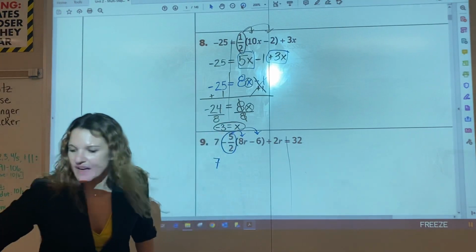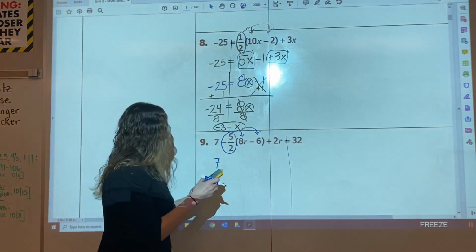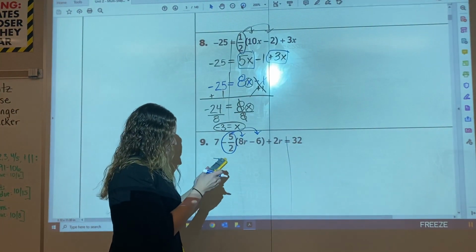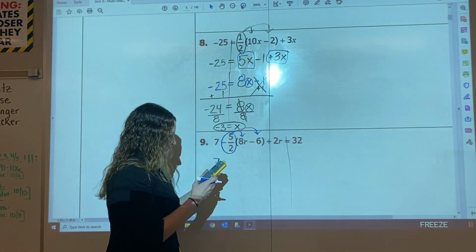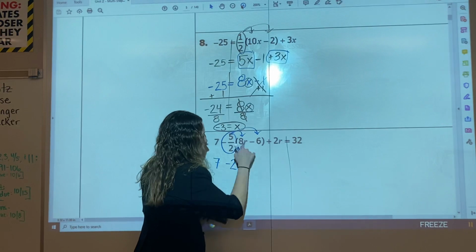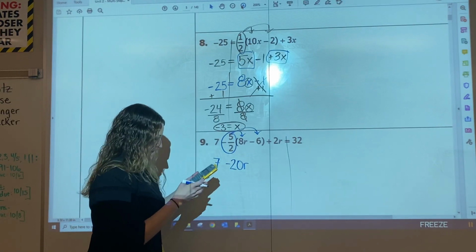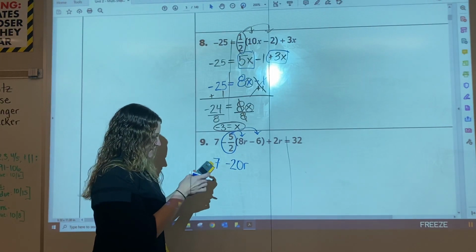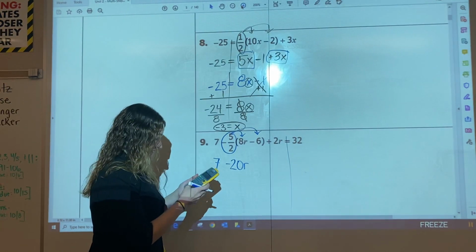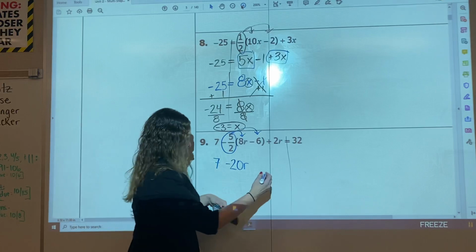If I don't, I know I'm going to forget about it. So let me grab my trusty calculator. And I have negative 5 halves times 8. And that gives me negative 20. And then it's going to have that R on the end. And then one more time, negative 5 halves times negative 6 gives me a positive 15.